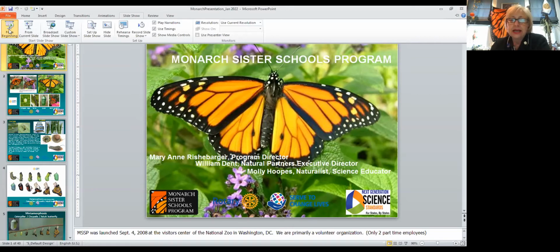They start out as an egg. The female monarch butterfly will lay hundreds of eggs in her lifetime.